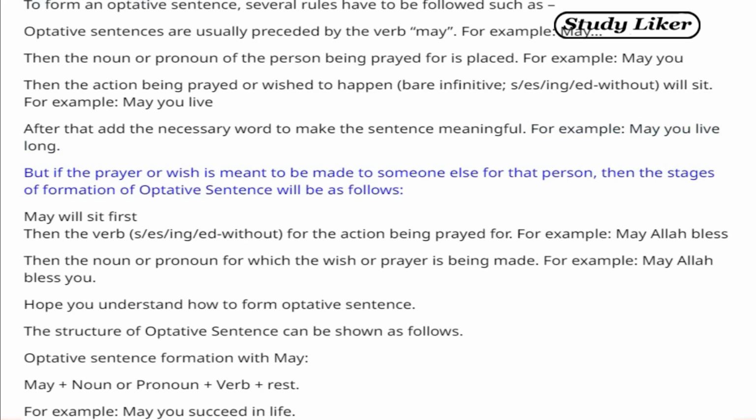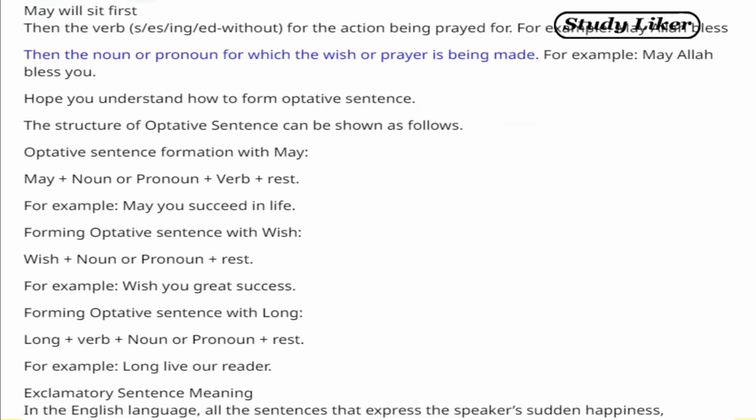But if the prayer or wish is meant to be made to someone else for that person, then the stages of formation of optative sentence will be as follows. May will sit first. Then the verb, without s, es, ing, ed, for the action being prayed for. For example, may Allah bless. Then the noun or pronoun for which the wish or prayer is being made. For example, may Allah bless you. Hope you understand how to form optative sentence.